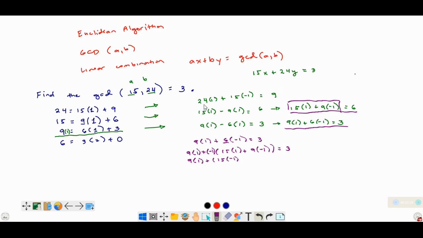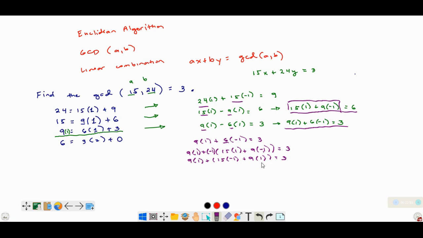Yung mga nakikita niyong values dito, yung mga 24, 15, 9, 9, 9, 6, we are not going to touch those numbers. We are going to play with the ones inside the parentheses. So, we have here plus 9 times negative 1 distributed with another negative 1, we have positive 1 na, is equal to 3. We're not done yet because if you will take notice, we have 9 times 1 here and another 9 times 1 here.